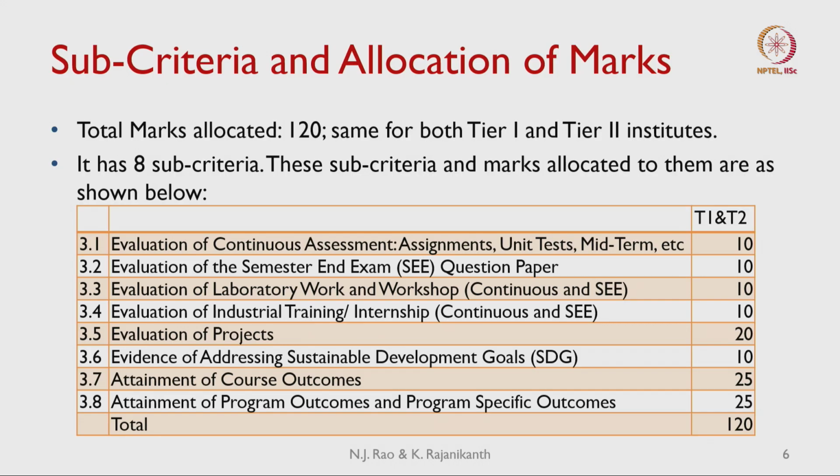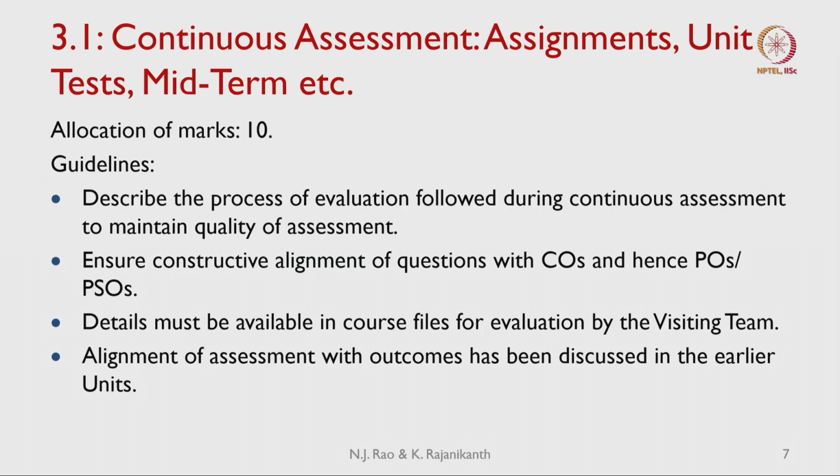So, we have a total of 120 marks, and some of these have been discussed in the earlier units as a part of the general principles of outcome based education. The first sub criterion is continuous assessment, which includes assignments, unit tests, midterm tests, etc. The allocation of marks is 10. Here, describe the process of evaluation followed during the continuous assessment to maintain the quality of the assessment.